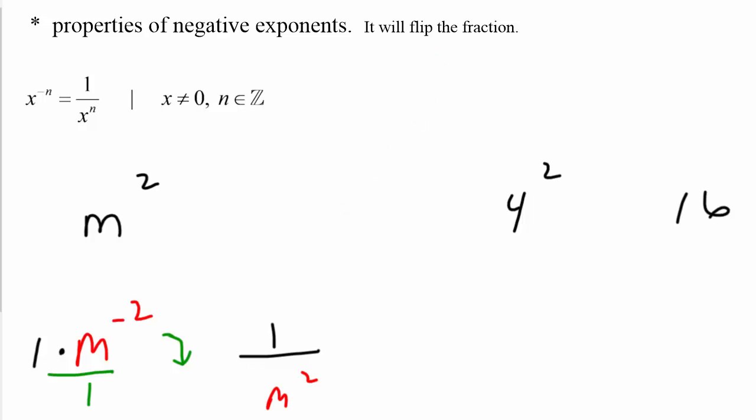Okay, over here, 4 to the negative 2. Well, pretend it's over 1. This is going to go to the bottom. It's going to turn into 1 over 16. 4 times 4 is 16. So it flips.